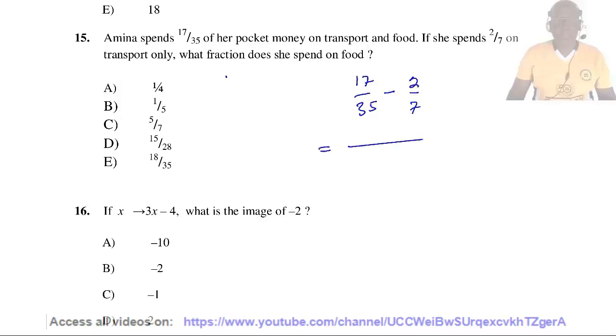Now the LCM equals 35. 35 into 35 is 1 times 17, we shall get 17. 7 into 35 is 5 times 2, we shall get 10. So 7 divided by 35. 7 goes here 1, 7 goes here 5. So the answer is 1/5. That is B.